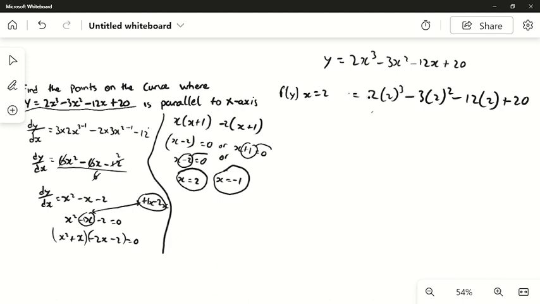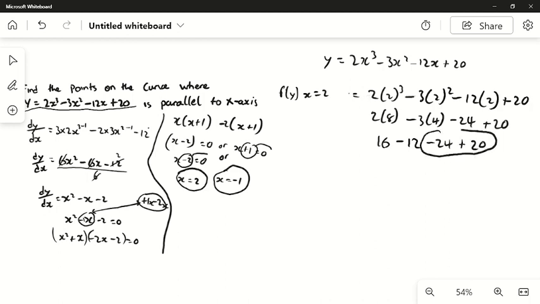So we now have 2 open bracket 8 minus 3 open bracket 4 minus 24 plus 20. So we have 2 times 8, this is 16, minus 12, minus 24 plus 20. So take these two together, minus 24 plus 20, we have minus 4. 16 minus 12, we have plus 4. So the f function of 2 is equal to 0.